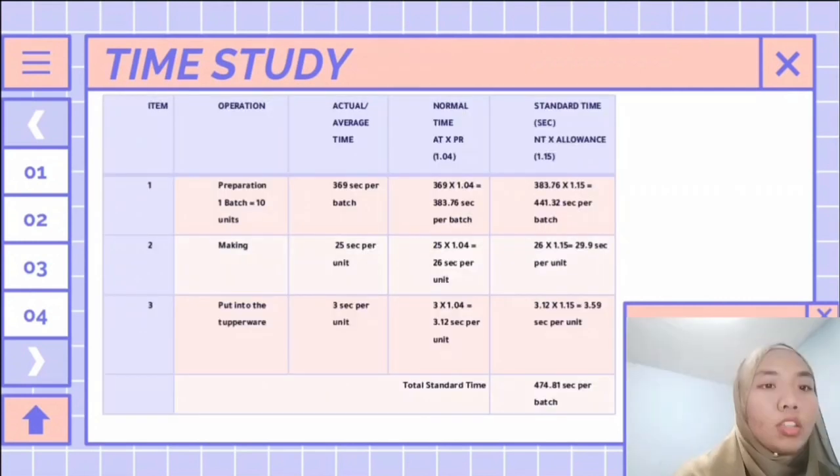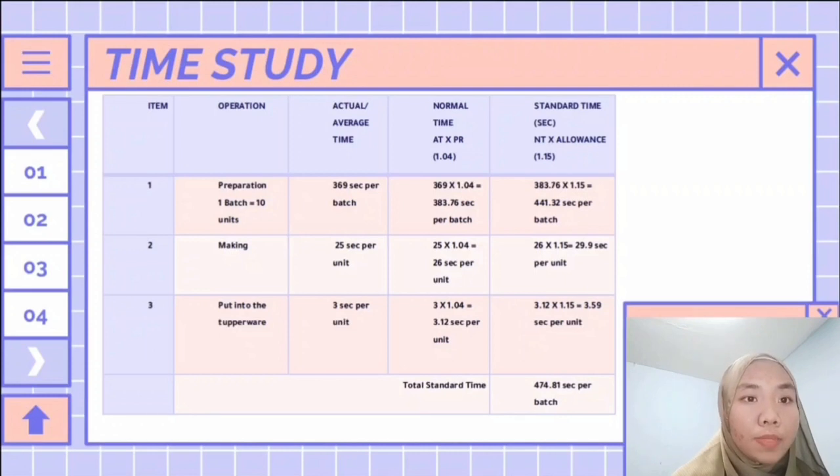So, in the last part of time study, we must calculate the normal time, standard time, and the overall standard time. To calculate the normal time, we multiply AT by PR, which means average time multiplied by performance rating. And to calculate standard time, NT multiplied by allowance 50%. So, we can get the overall standard time after we total out the normal time and standard time. The overall standard time is 474.81 seconds per batch. Thank you so much.